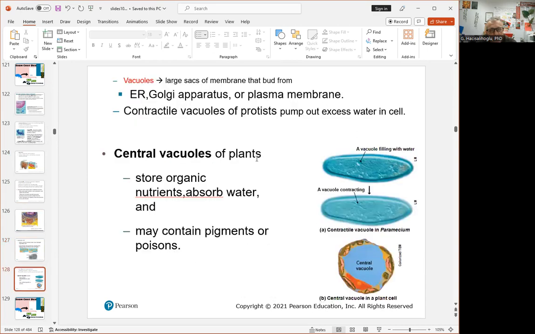Vacuoles, we see them mostly in plant cells, the plant cell specific, especially the central vacuole. So they might be storing nutrients, some water, and pigments. As you might know, plants have a lot of pigments, green, orange, yellow, red, brown, purple, or some other colors. So the plants are very colorful.